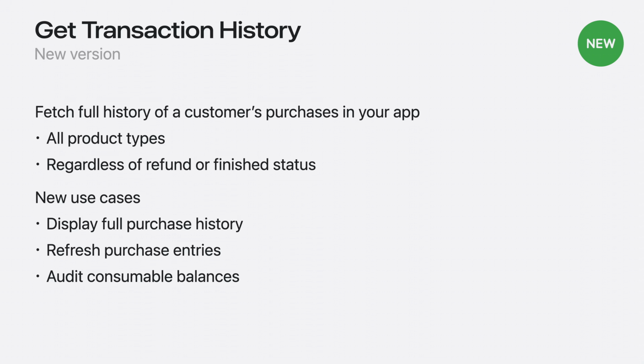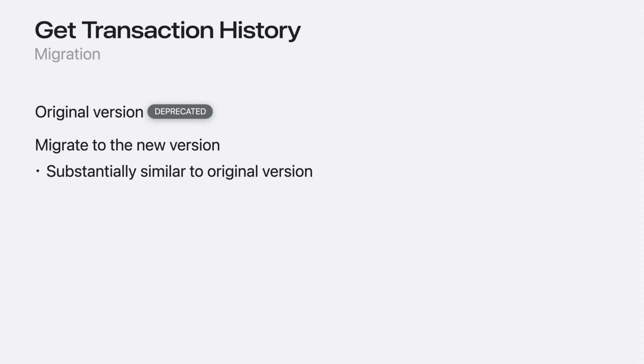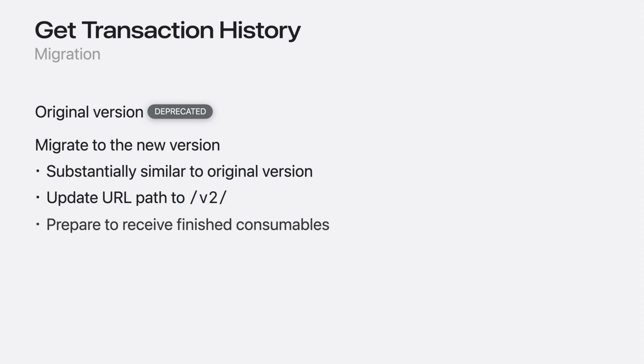The new version of Get Transaction History returns all the same data as the original version and more. Accordingly, the original version is now deprecated. Migrating is simple because the new endpoint is substantially similar to the original version. Just update the version in the URL path to v2, prepare your server to encounter finished consumable transactions, and you're ready to go.